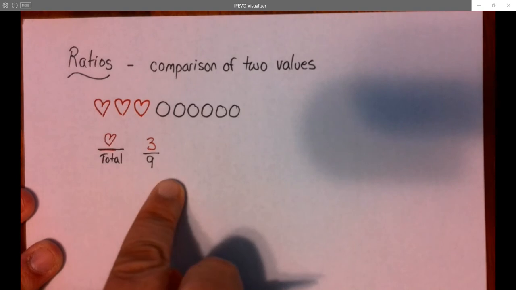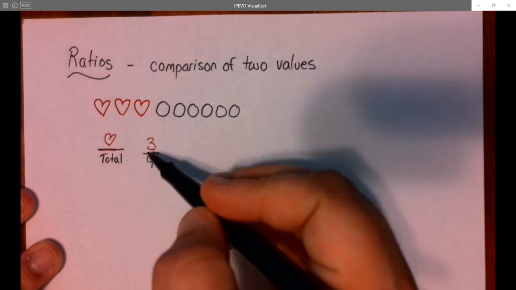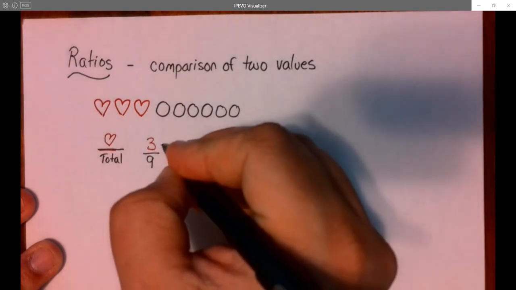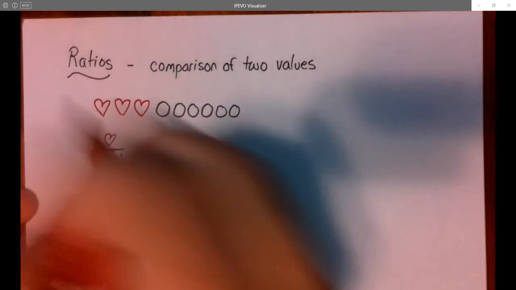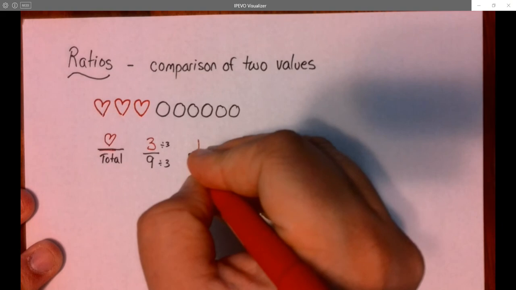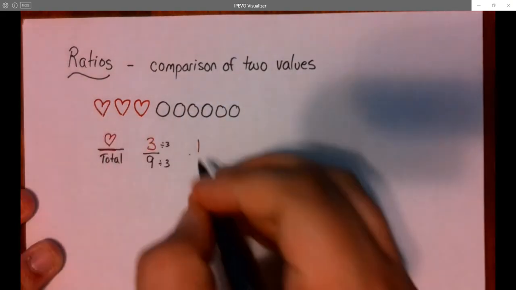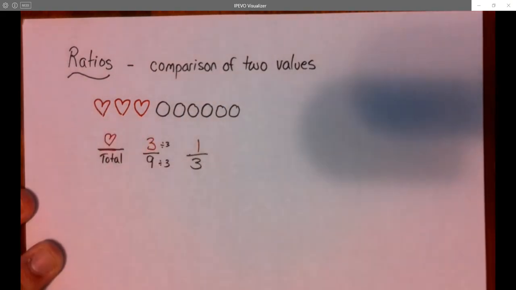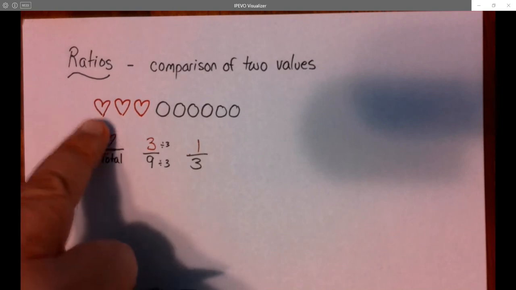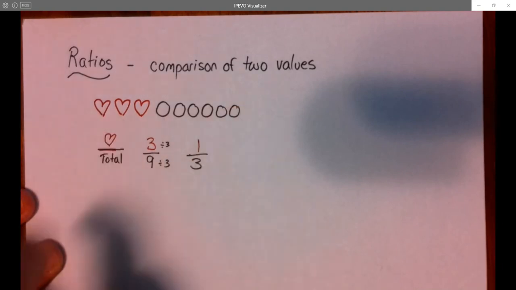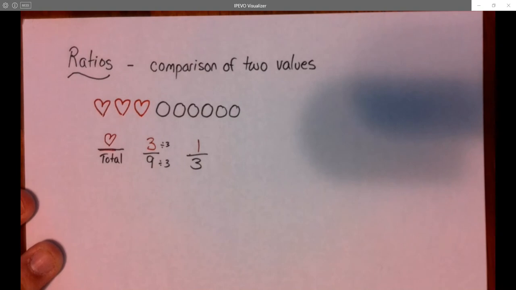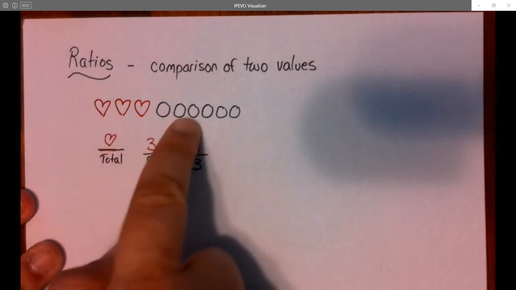And then I want to simplify my ratio. So I can divide both top and bottom by 3 to simplify. So I would have 1/3. So that means I have 1 out of every 3 of my shapes are hearts. So I can compare hearts to the total. I could compare circles to the total. We can also compare in the group itself.